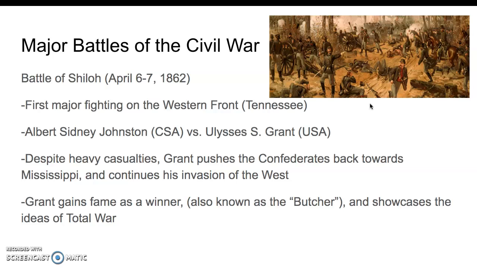Some more major battles. Battle of Shiloh, April 6th through 7th, 1862, the first major fighting on the Western Front. West is in Tennessee. Albert Sidney Johnston for the South versus U.S. Grant for the North. Despite the heavy casualties, Grant pushes the Confederates back towards Mississippi and continues his invasion of the West. Grant gains fame as a winner, also known among his men as a butcher for the number of troops that he sacrificed, and showcases the ideas of total war, which would become very popular towards the end.